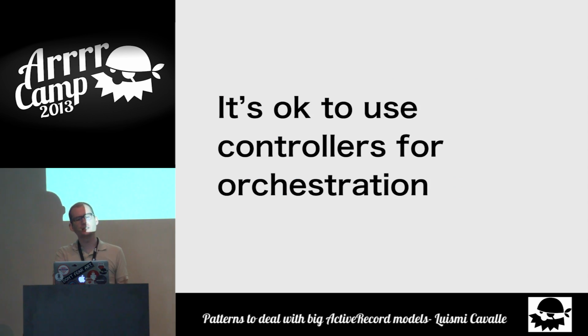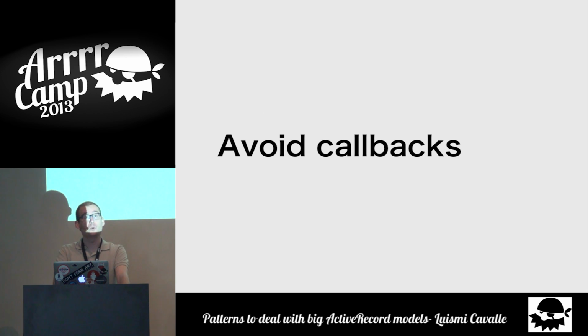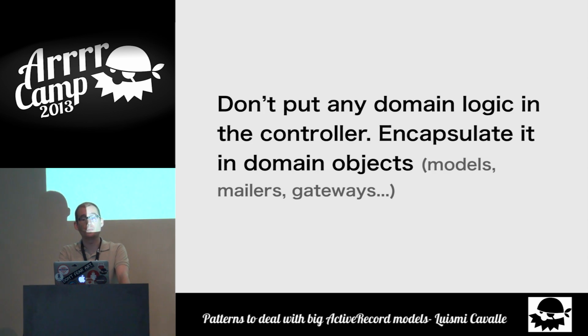So the idea here is that it can be okay to use controllers for coordination of several actions in different objects of my domain. And we could avoid many callbacks, which, as we mentioned at the beginning, are one of the problems of big ActiveRecord models. One important thing to keep in mind is that we should make sure that no domain logic is in the controller. It has to be encapsulated in models, gateways, services, mailers, and so on. The controller only coordinates the calls to those objects.